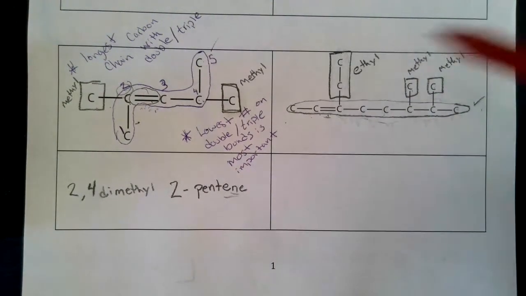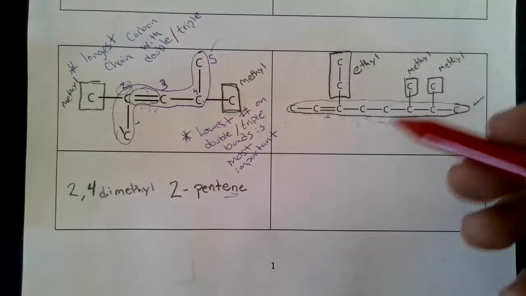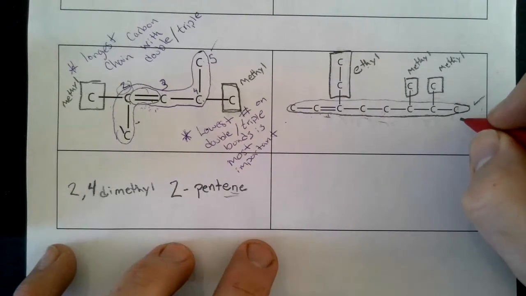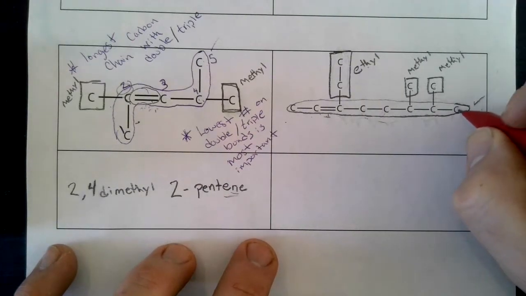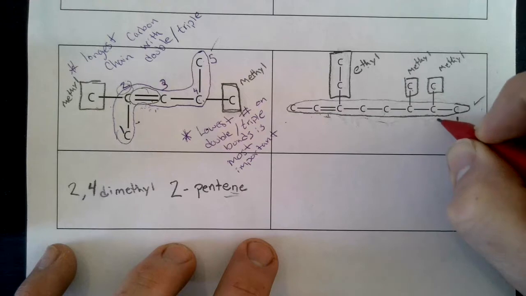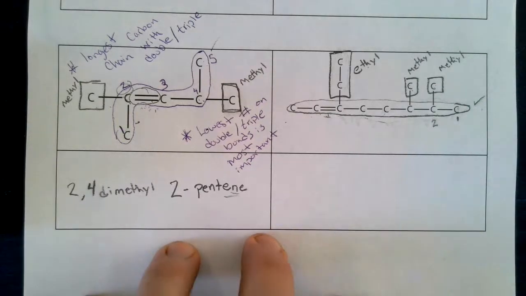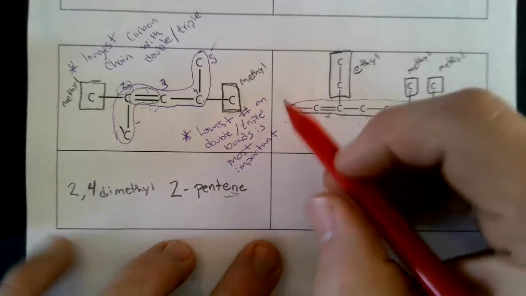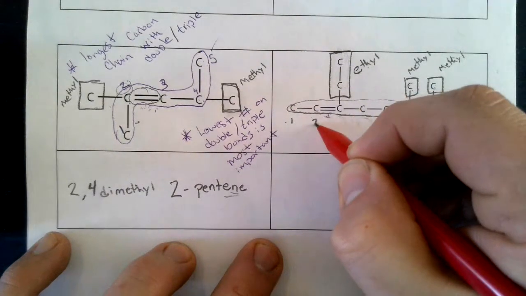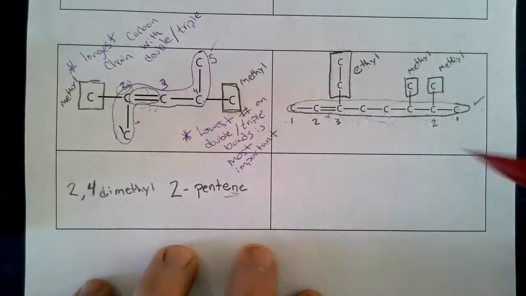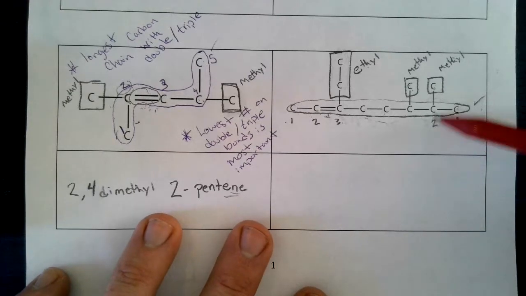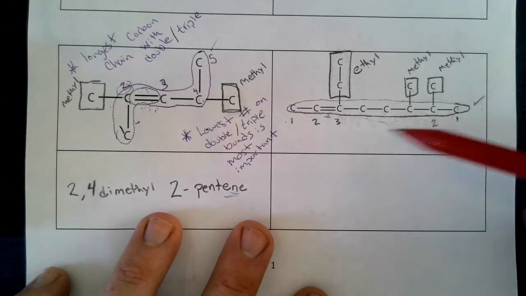Now we have to number them. We have their descriptions, but now we need their locations. And you can only number from this side to that side or that side to this side. I think most of you are getting it, but I'm going to show you the conundrum. If I went this way, I would say, hey, I got my first branch at the second carbon. So I got to go this way, because counting this way, my first branch comes at the third carbon. And I was taught the branch at the lowest number determines the way I'm going to number.